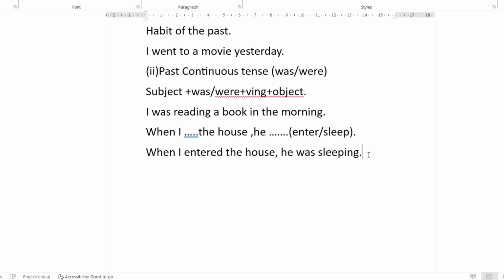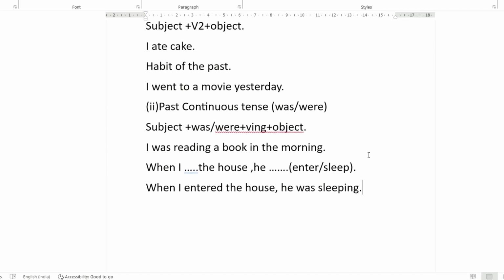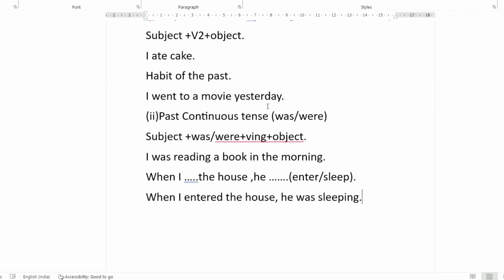So मैं जब घर में घुसा, वह सो रहा था. Last time I gave you a trick in Hindi: ta, te, hai for simple tense. So here also, if it is ta, te, tha, ta, ti, te, tha, then मैं खाता था, मैं सोता था, मैं गया था, that means simple past tense. But if it is मैं सो रहा था, मैं जा रहा था, then it will be past continuous tense.